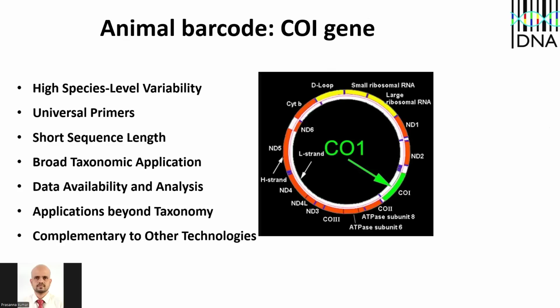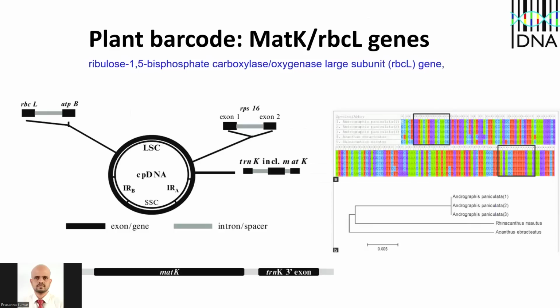And data availability: because of these huge geography-specific consortia and taxon-specific consortia, the database is flooded with many samples. Not enough in my opinion, but still the availability of COI data is huge, so that any unknown species can be identified with ease. And there are many applications beyond just taxonomy. I will tell you what those applications are.